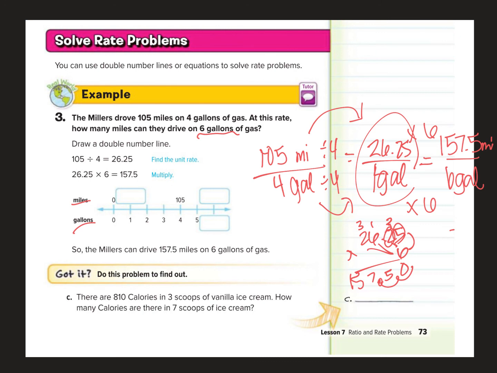There we go. So that's kind of a cool tip. If you're stuck, you don't know what to do, try to find a unit rate or scale down so that you can scale up. Thanks for watching. That's all I have for you today.